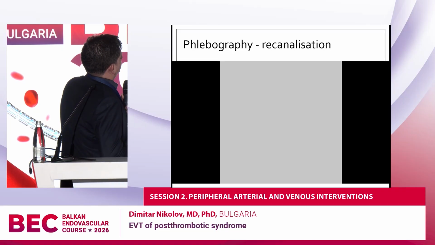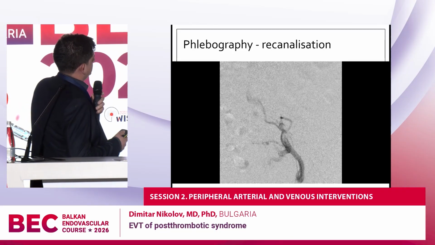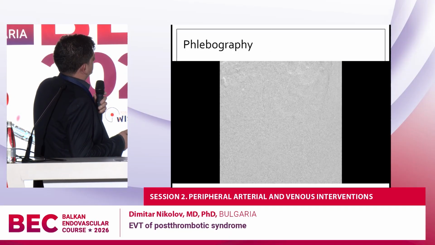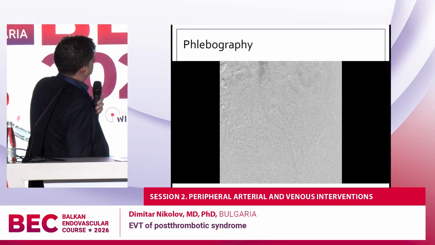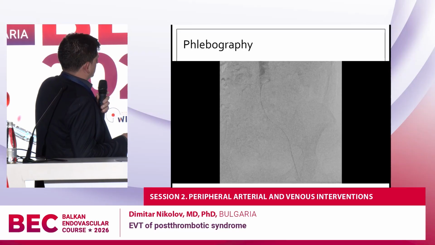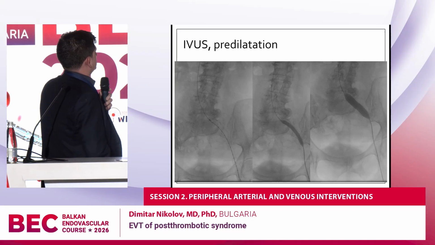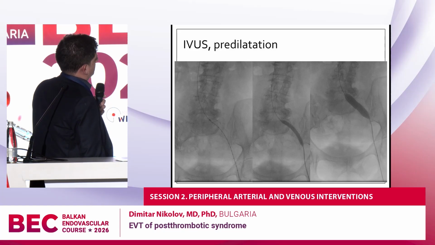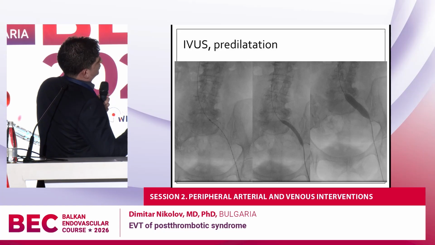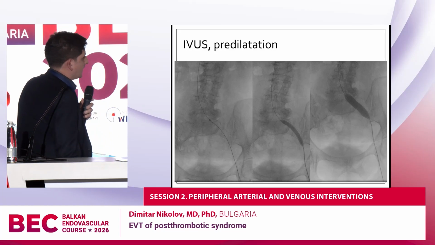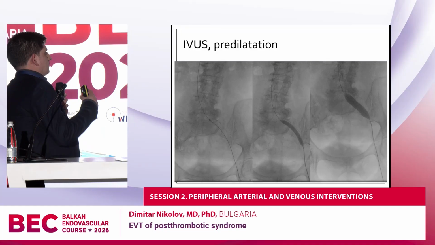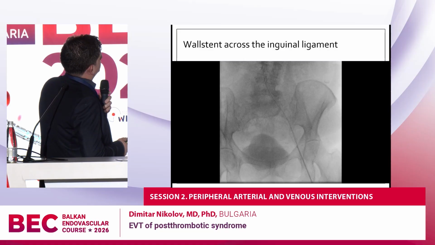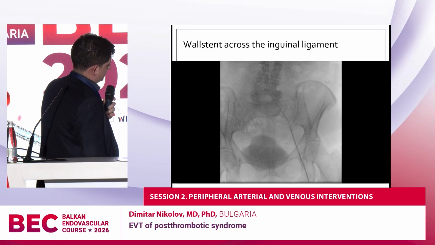So we performed a recanalization. After we were sure that we were in the IVC, we did an IVUS, which showed that the whole segment was diseased below the ligament. So we did angioplasty with a smaller balloon, then with a bigger balloon, and then we put a wall stent across the ligament.